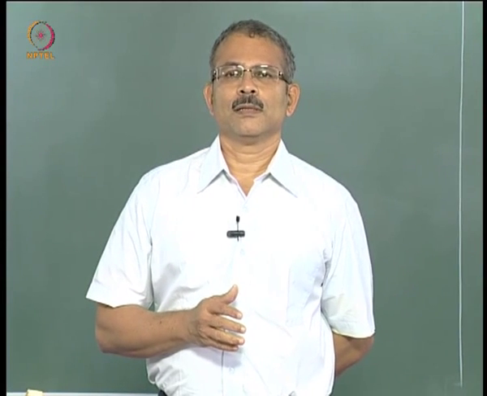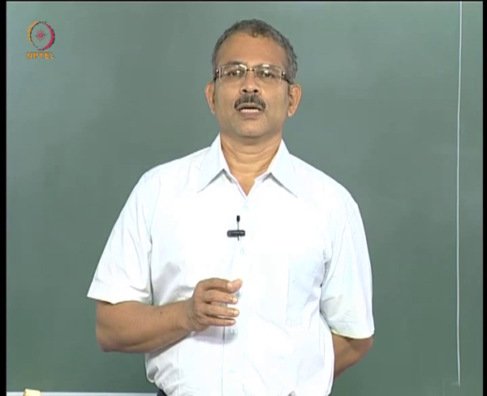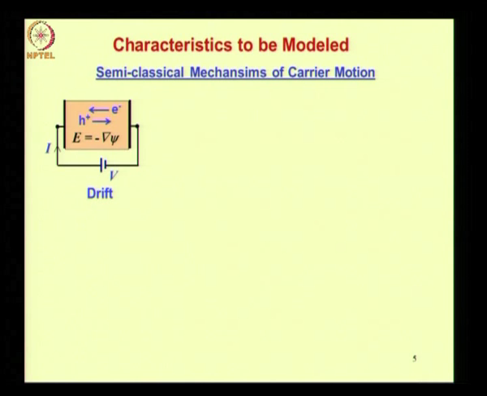We will first point out what are the mechanisms we would like to explain. Now in this slide we are showing the drift transport. You can see that a voltage has been applied to a uniform semiconductor bar and a field has been set up which is equal to negative gradient of psi. Psi is the potential. As a result, the electrons are moving from right to left and the holes are moving from left to right. So you see that in drift transport the electrons and holes move in opposite directions.